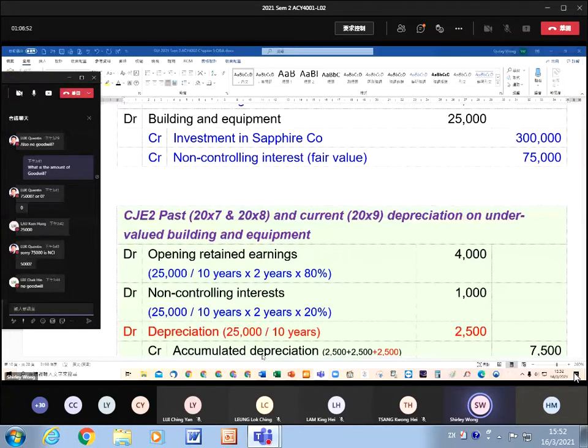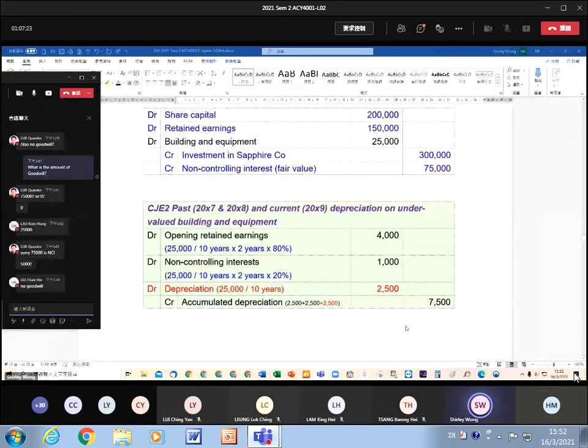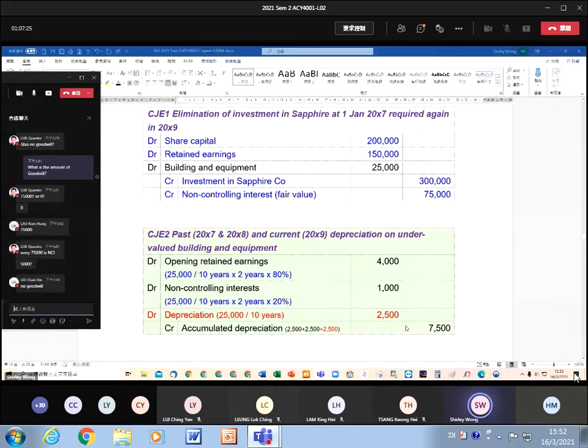Okay, so you can do it whether using the accumulated depreciation or building and equipment, but you just need to bear in mind when you prepare the consolidation worksheet, don't create a new item called accumulated depreciation. Just put it into the net figures of building and equipment. Okay, so this will be past and current depreciation. So past 2 years and also the current year. So please check CJE 1 and 2 whether you are able to do that or not. So I make it smaller, and then you can have CJE 1 and 2 read together.